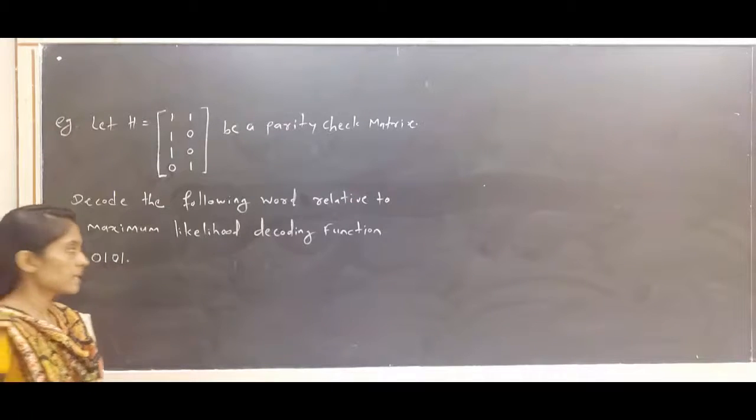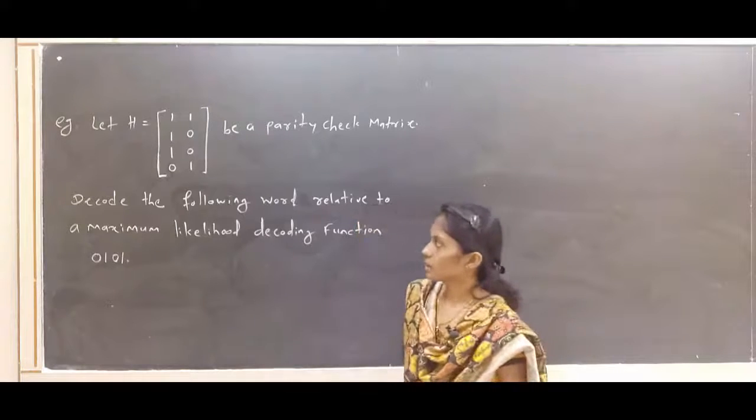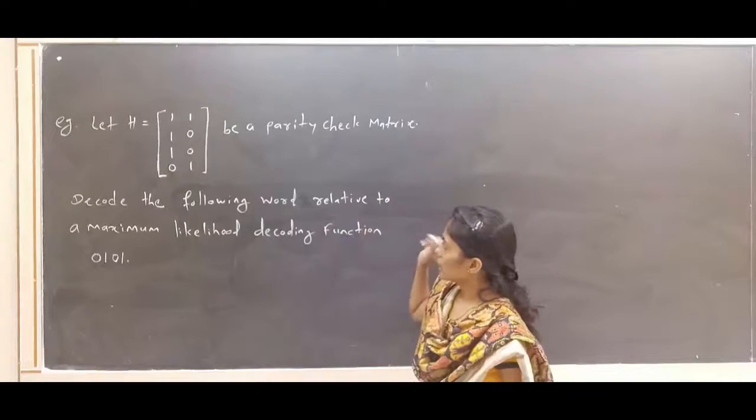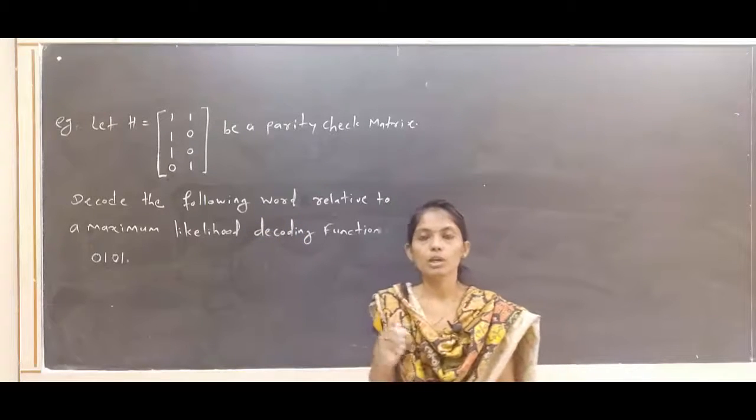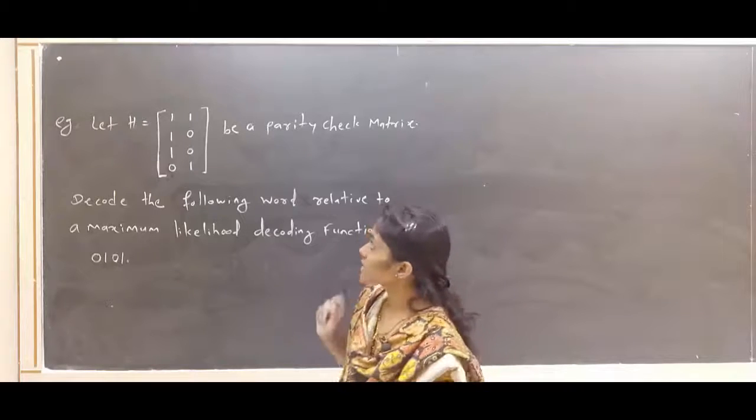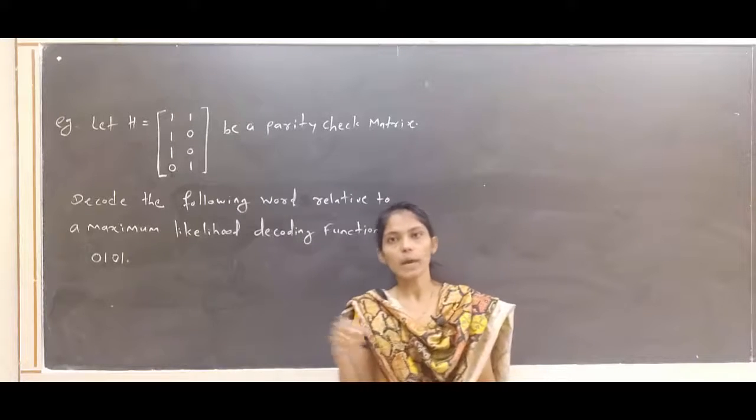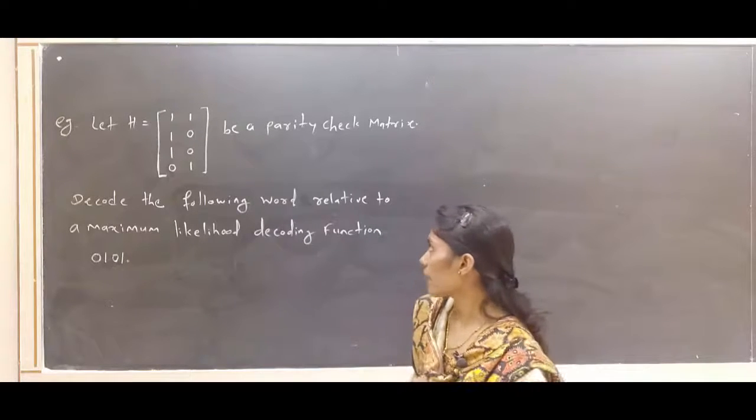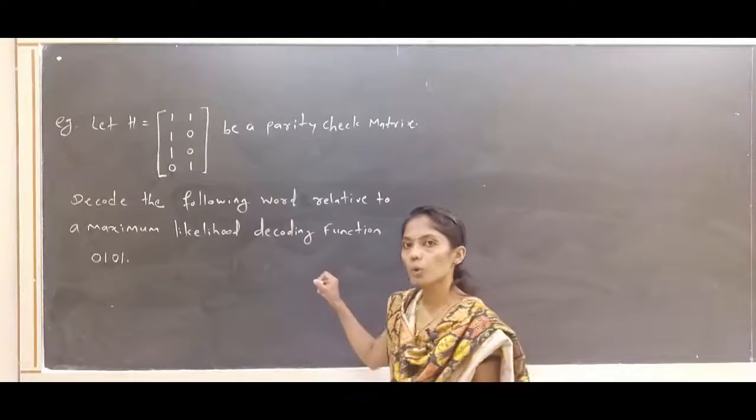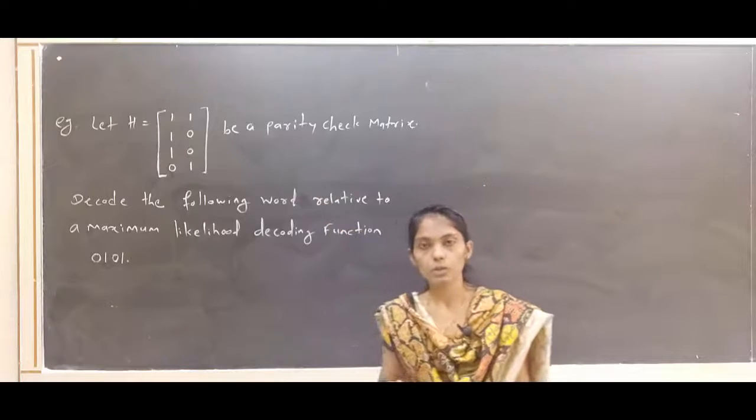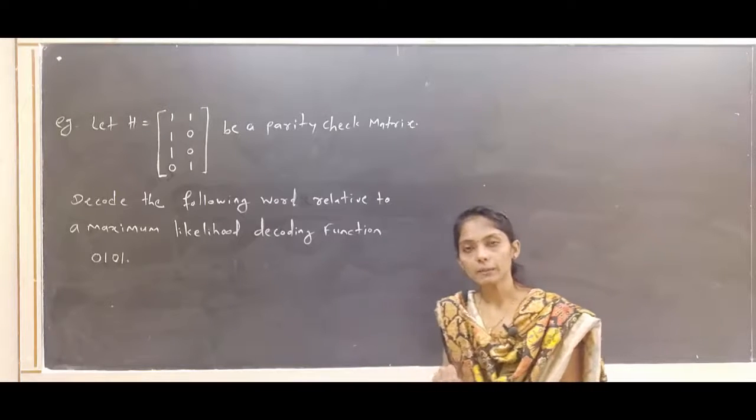Now see here, example. Parity check matrix is given. Here we want to decode the word relative to a maximum likelihood decoding function. So that means an encoding function E from B^2 to B^4 is defined here. First of all we want to find the code words of the encoding function (2, 4). After that, find the decoding table.